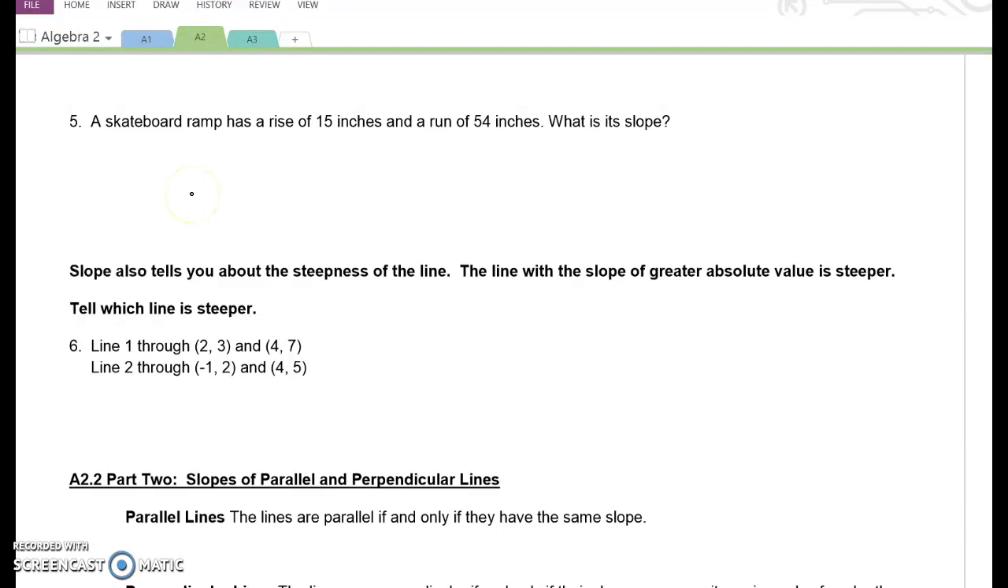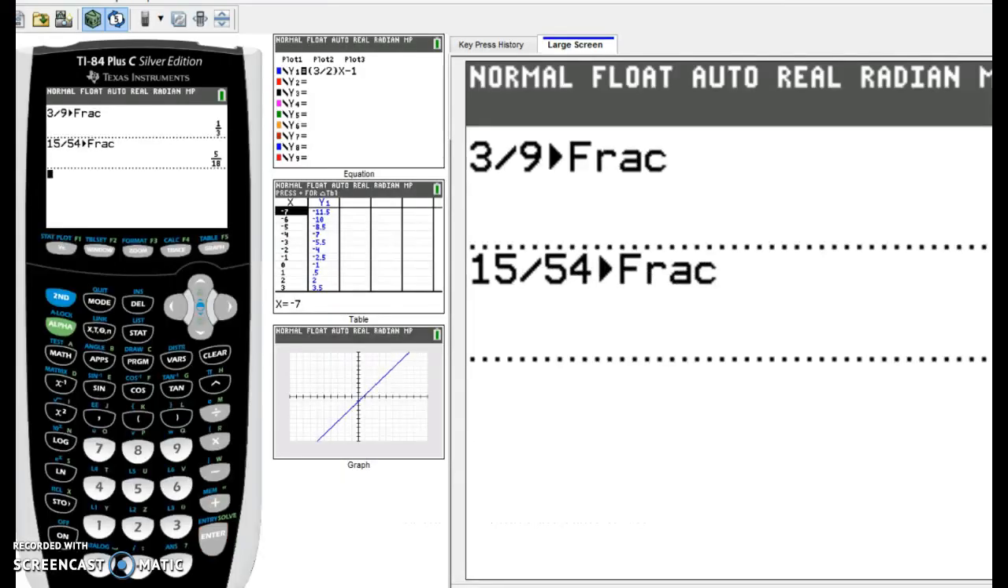Okay, a skateboard ramp has a rise of 15 inches and a run of 54 inches. They actually tell you the rise and the run. You simply need to simplify that fraction. If you have a scientific calculator, 15, ABC button, 54, hit enter. If you have a scientific or a graphing calculator, you would do 15 divided by 54, change it to a fraction. It simplifies to 5/18.